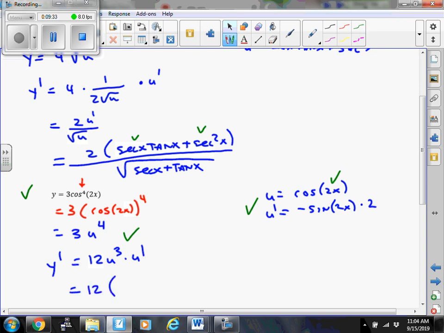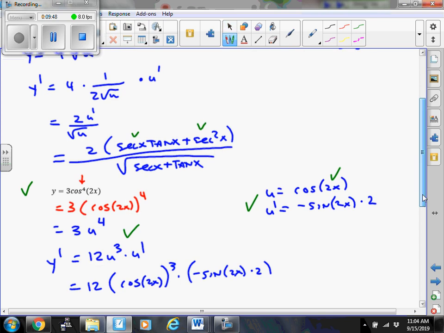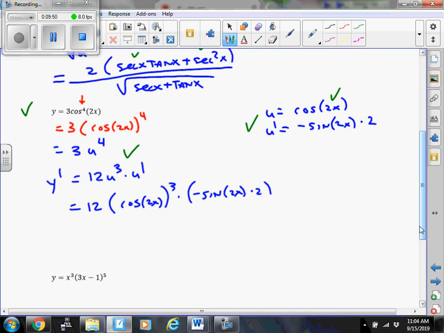12 u cosine 2x to the 3rd times u-tick. Now I'm going to straighten. Now, deep breath. I have it. Now I'm going to look to see if I have to simplify it. I'm going to multiply its factors, so I can multiply those two together. Gives me 24.